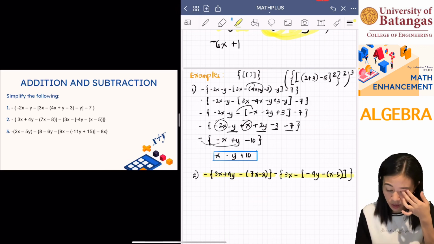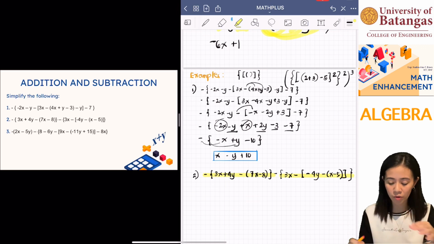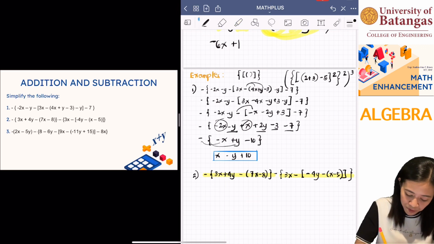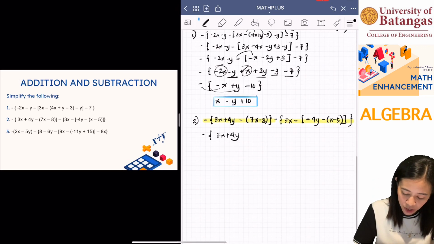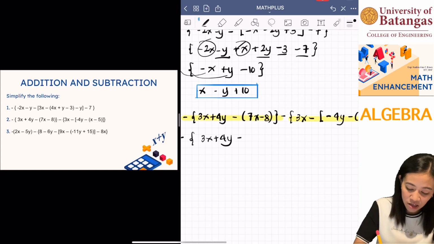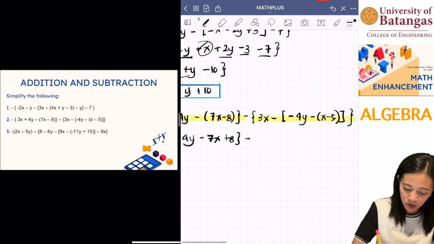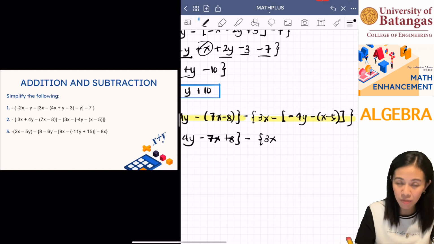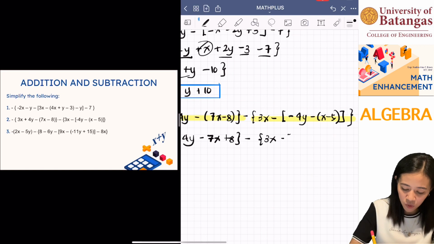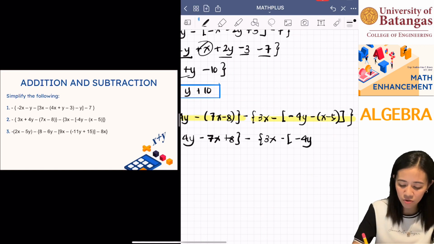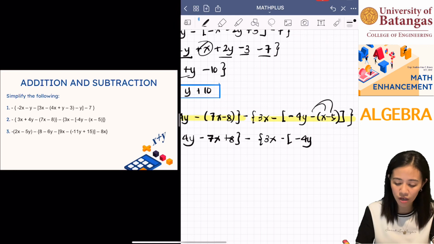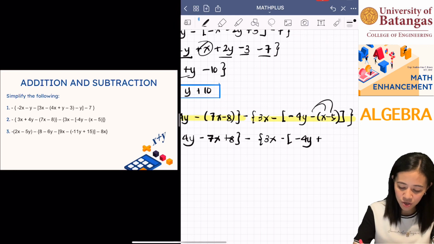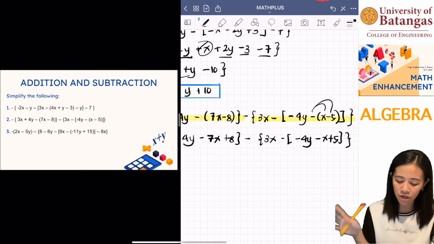Okay, so let's start with removing the innermost expressions first. So, you have the negative of 3x plus 4y. And then, for negative 7x, that's negative 7x positive 8, close brace, minus, I'll just copy 3x and then I'll start with parenthesis muna. So, I'll have minus the quantity of negative 4y and then distribute this. Di ba? Sa parenthesis muna tayo. So, you have negative x, positive 5. Okay, so yun, na-remove na natin yung parenthesis.